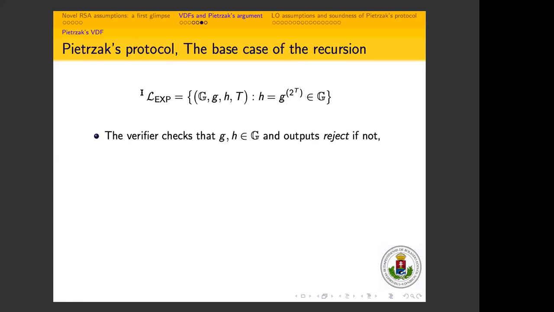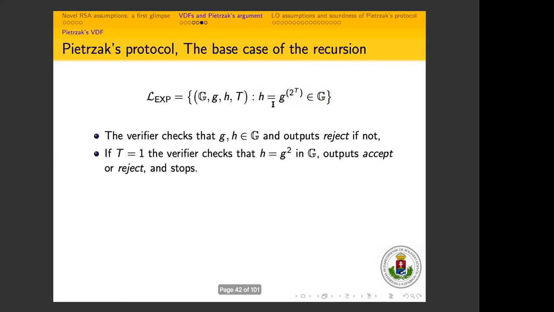So we want to check membership in this language, where we have G, the group, little g, h, and t. This is the statement we want to verify. Obviously, if g and h are not in the group, then we just reject and stop. If t is 1, this is the base case of the recursive protocol. Then the verifier can just do trivially this small squaring in the group. If it holds, then accept, otherwise reject and stop. This is trivial. The main challenge is how to make the recursive step.